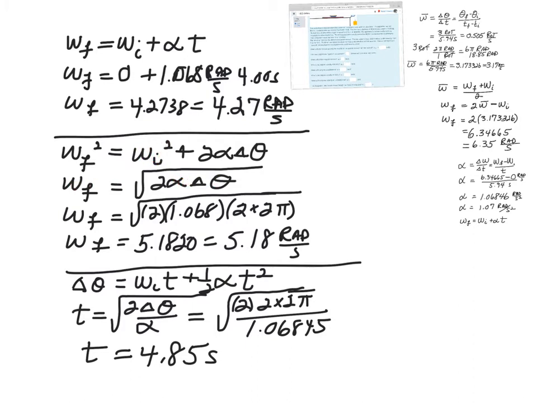So omega final is the square root of what remains. So omega final is the square root of 2 times alpha times delta theta. Delta theta is 2 rotations, so 2 times 2 pi will give us the rotations in radians. And then when we do all that and take the square root, this is what we get. Okay, now we know omega final, so now we can figure out how long it takes to get there.